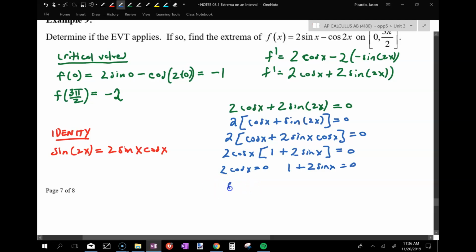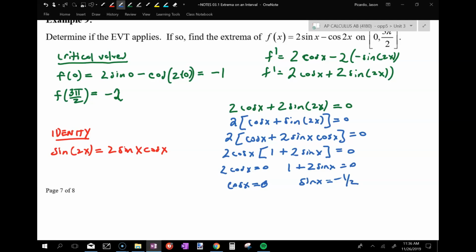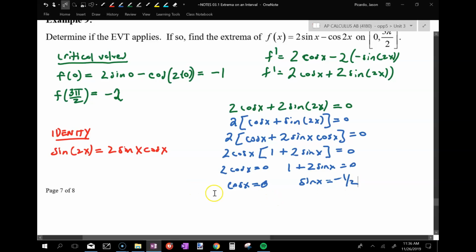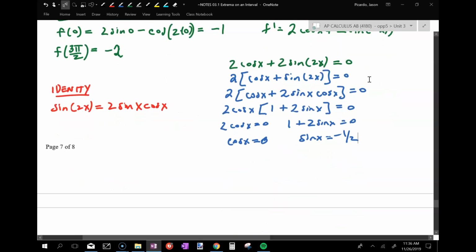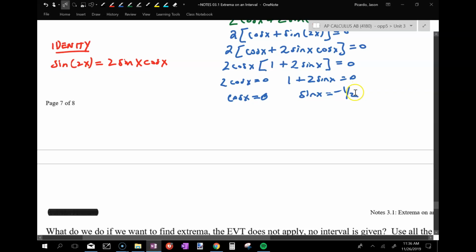So this gives me cos of x equals 0. And this gives me sine of x equals negative a half. All right, so now you got to close your eyes and picture that cosine curve. And where does that cosine curve equal 0? At 3 pi halves and at, or unit circle.